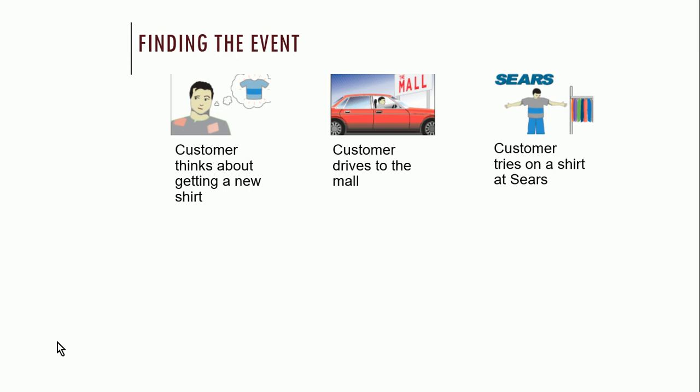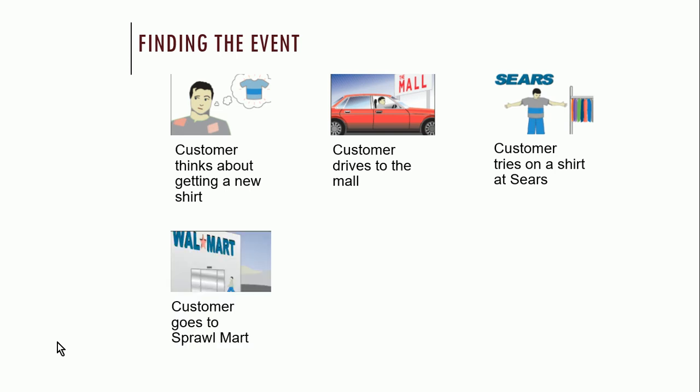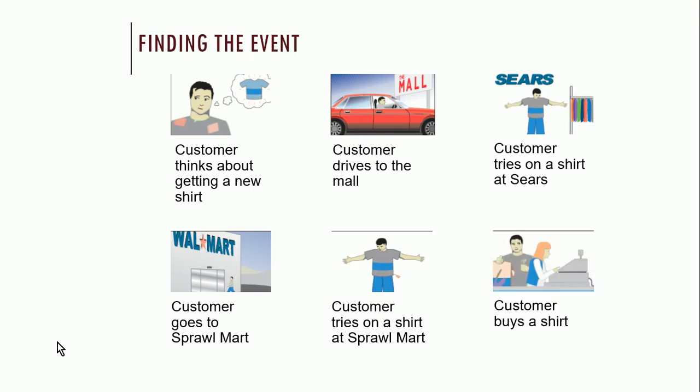They go to Sears. They try on the shirt at Sears, but then they decide to come over to our store at Sprawl Mart. They try on the shirt at our store, and then they purchase the shirt. They buy the shirt. So to them, this is the process to buy a shirt. But to us as analysts, what in this whole process is salient for what we're doing? Well, the answer is we only care about the last part, the customer buying a shirt.